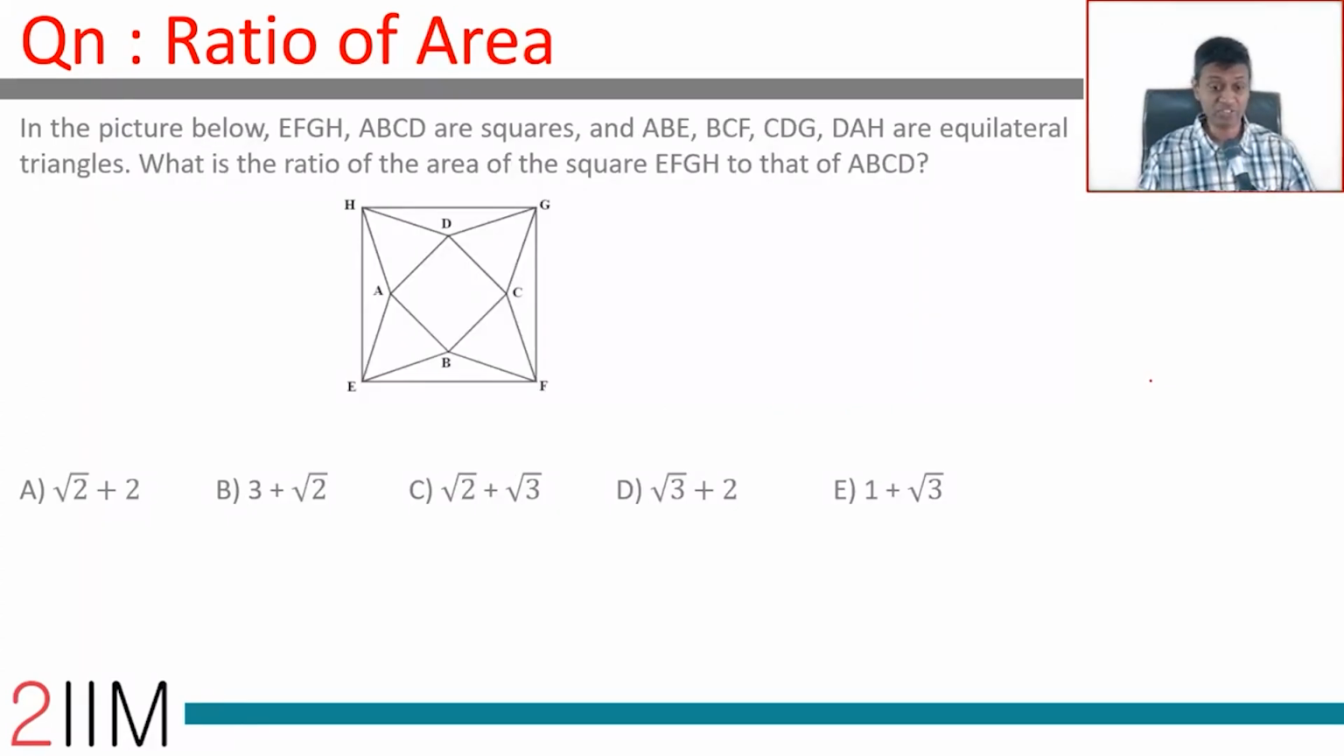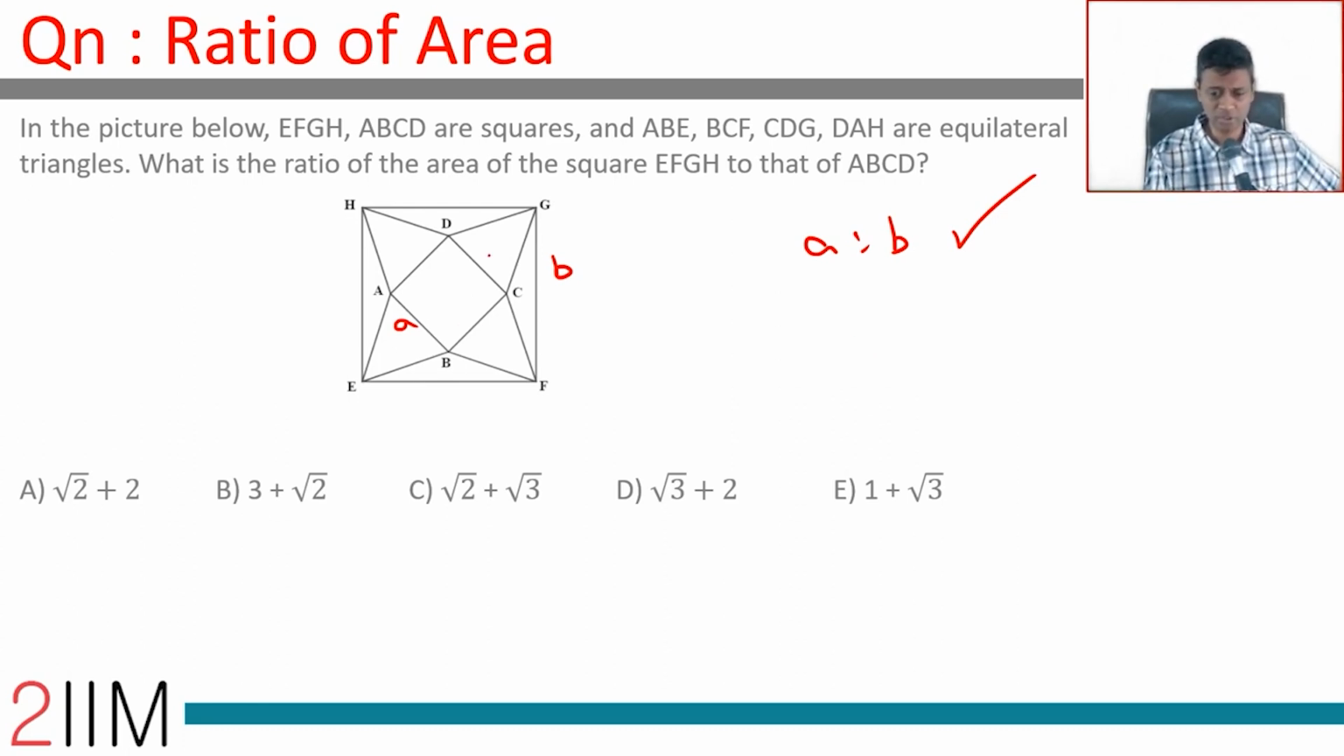The picture below, EFGH and ABCD are squares, and ABE, BCF, CDG, DAH are all equilateral triangles. What is the ratio of the square EFGH to that of square ABCD? Right, so let's say the side of this square is A, side of this square is B. We find A is to B, we are through. We can then find area as A square is to B square. That's very simple. In all of these questions, make sure you can link one dimension of one shape to some dimension of the other shape.